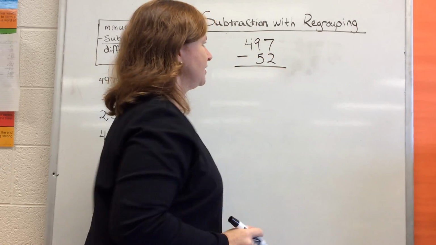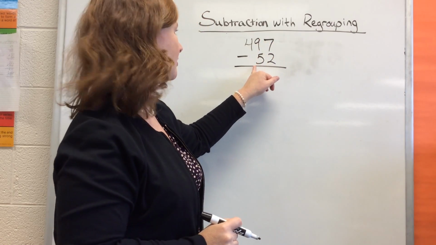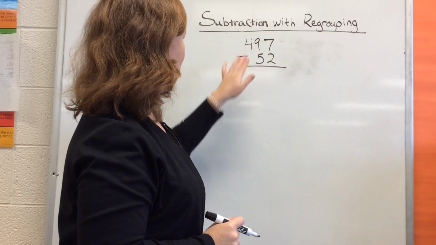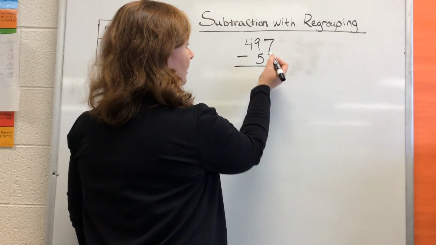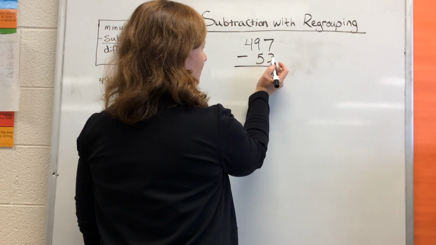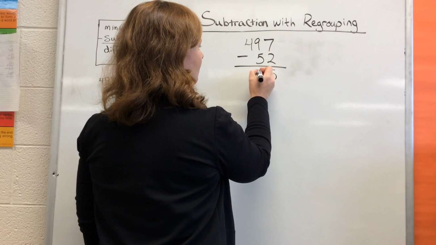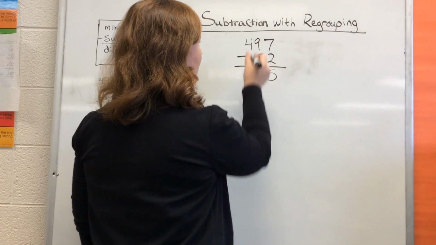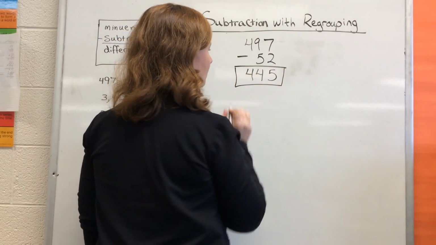Okay, notice I lined up my ones places in a nice column and my tens places in a nice column. My hundreds place is by itself because there's no hundreds place in the subtrahend. This is just your basic subtraction. 7 minus 2 is 5. 5 goes below that column. 9 minus 5 is 4. 4 goes below that column. And 4 minus nothing is 4. My difference here is 445.